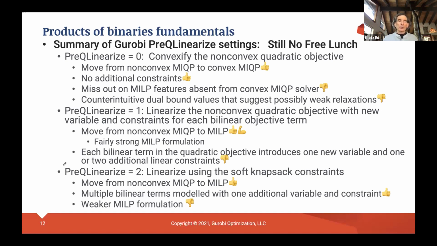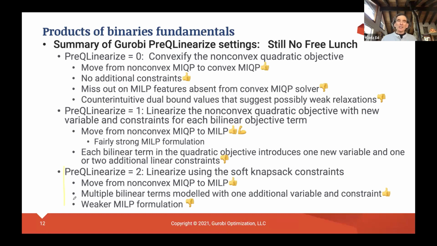So that's what we have with the Gurobi's PreQLinearize 2 setting. And what we've done is we're able to model multiple bilinear terms with just one additional variable and constraint. So that's a big plus. It's more compact. We've got the gain of moving from a non-convex MIQP to an MILP. This contrasts favorably with Gurobi's PreQLinearize 1 setting, where basically each bilinear term introduces a new variable and 1 or 2 additional linear constraints.